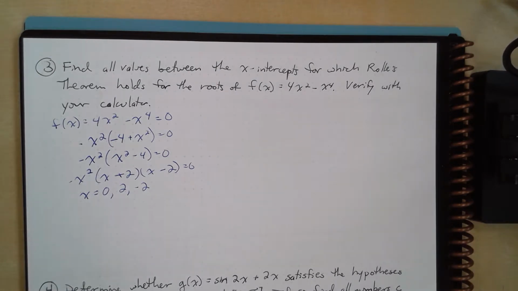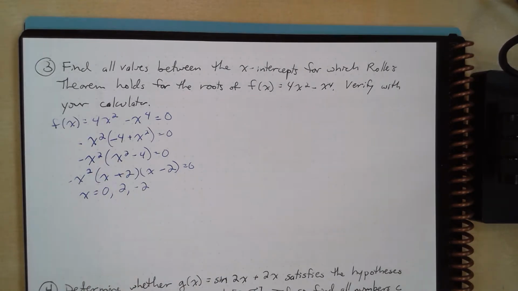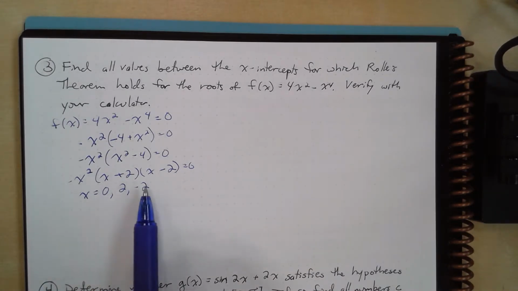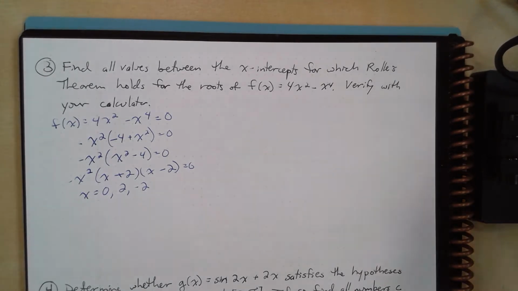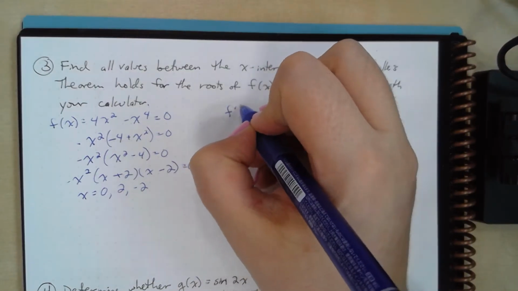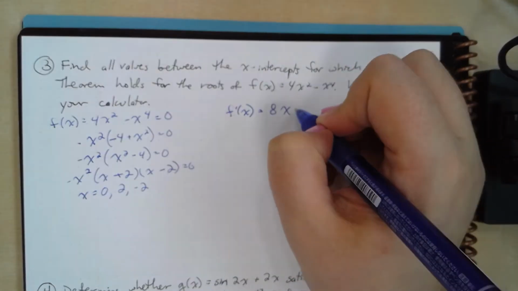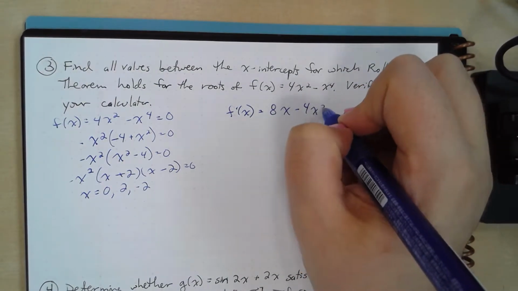And then we want to find what values between these roots are going to hold for Rolle's theorem, right? We know that when x is equal to 0, 2, and negative 2, f of x is equal to 0. We just solved that. So we need to find our derivative. So f prime of x is equal to 8x minus 4x cubed.